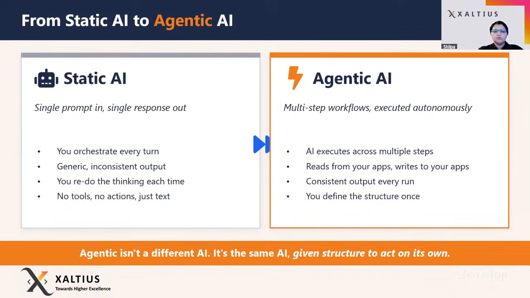So the key takeaway here is that agentic AI isn't really a very different AI. It's the same AI, but it is given a structure, it's given some connections, so it can actually take actions on its own with very high level trigger directions from you as the user.